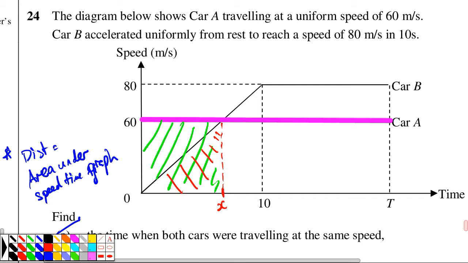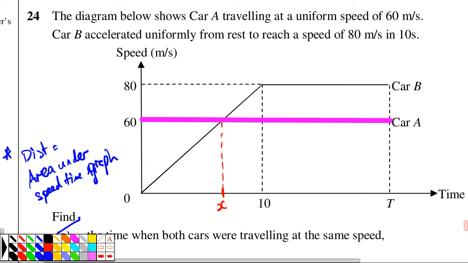Okay, so the question is, where did it overtake? Is it before 10 or after 10? Now, why do I choose before 10 or after 10? Before 10 I'm looking at one type of shape. After 10 I'm looking at another type of shape.